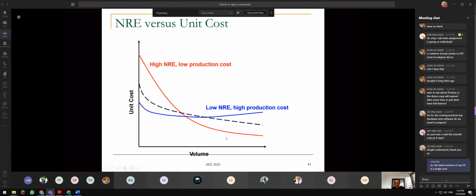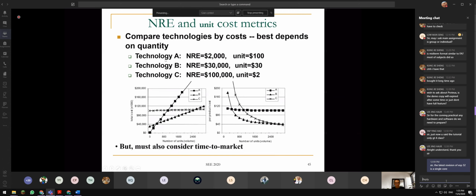Okay, so here are some examples. With a high NRE cost, the unit cost will be very high if the volume is low. However, if the volume increases, your unit cost will reduce. So remember, normally a high NRE cost means you produce a good quality product and design. So here are some examples of different technologies, you can have a look.